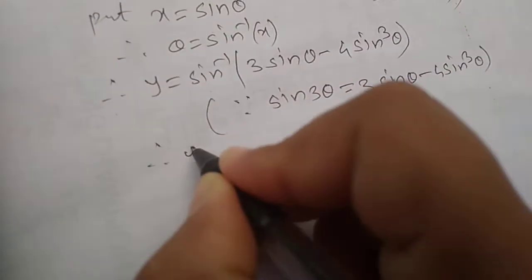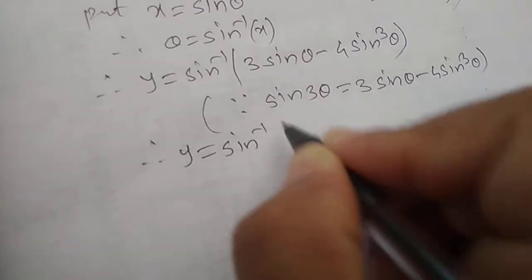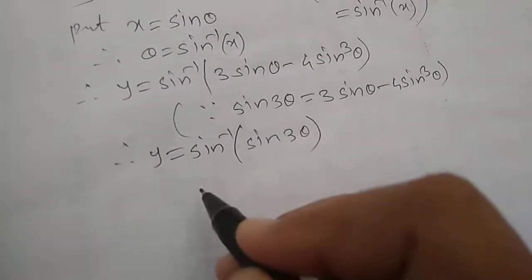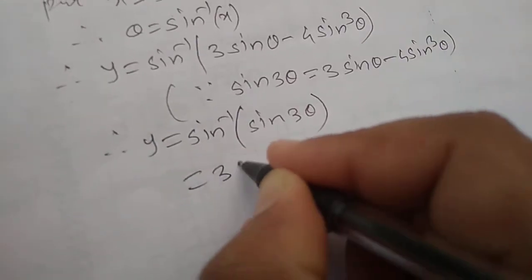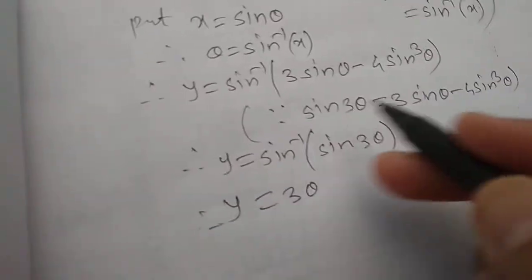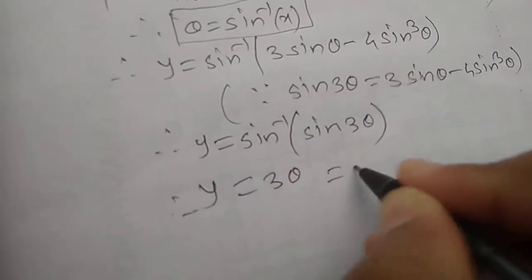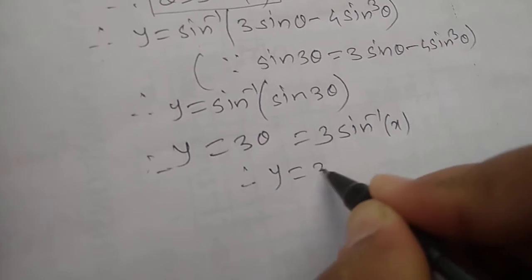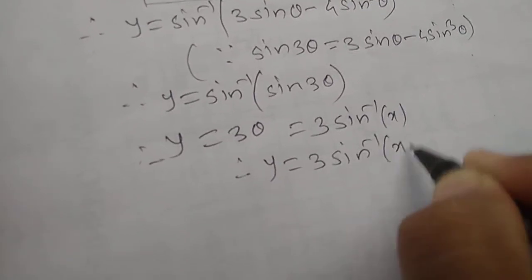So here y is equal to sine inverse of sine 3 theta, and here sine inverse sine get cancelled and we will get 3 theta. But we know that theta means here sine inverse of x, therefore here we can put 3 theta means 3 sine inverse of x, and therefore y is equal to 3 sine inverse of x.